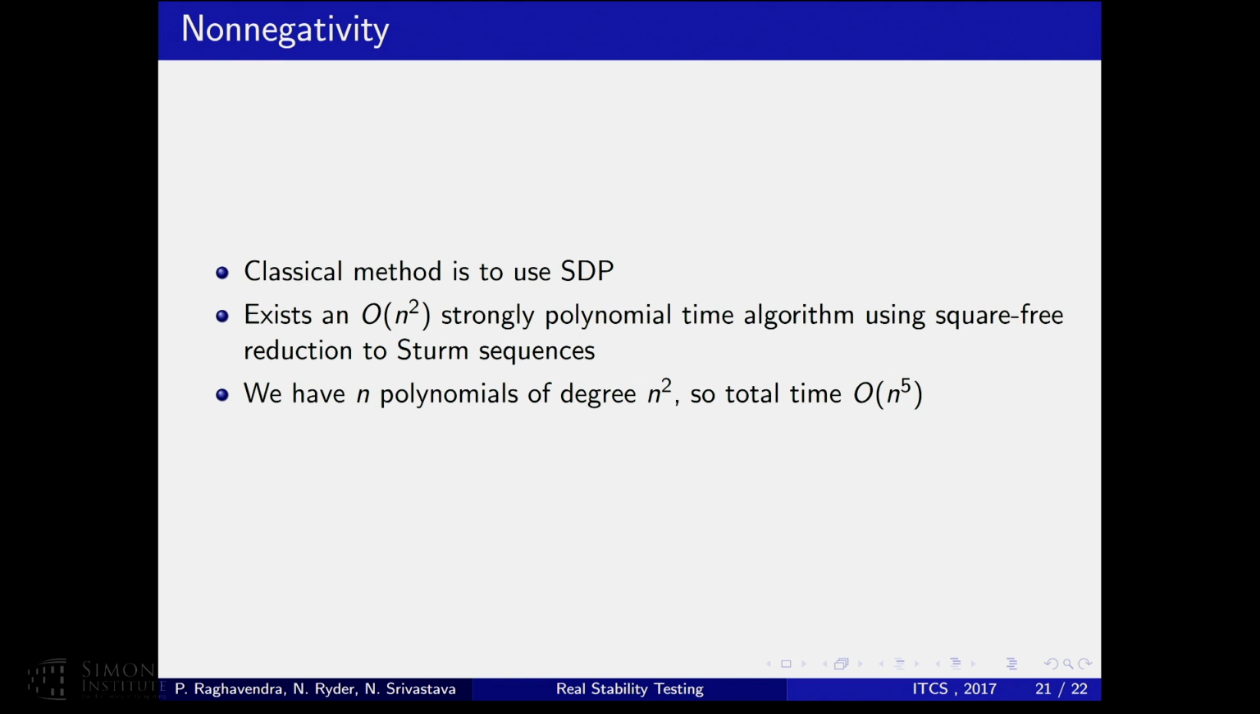The classical method to determine non-negativity is semi-definite programming. But to keep this strongly polynomial, we show that there's this folklore algorithm that runs in O(n squared) time. If you're given a univariate polynomial of degree n, in O(n squared) time you can determine if it's non-negative by first getting rid of the square part to reduce to the square-free part and using Sturm sequences. Since we have n polynomials of degree n squared, the total time of this step is O(n^5). So this is where the O(n^5) comes from, because the Sturm sequence calculation was O(n^4).